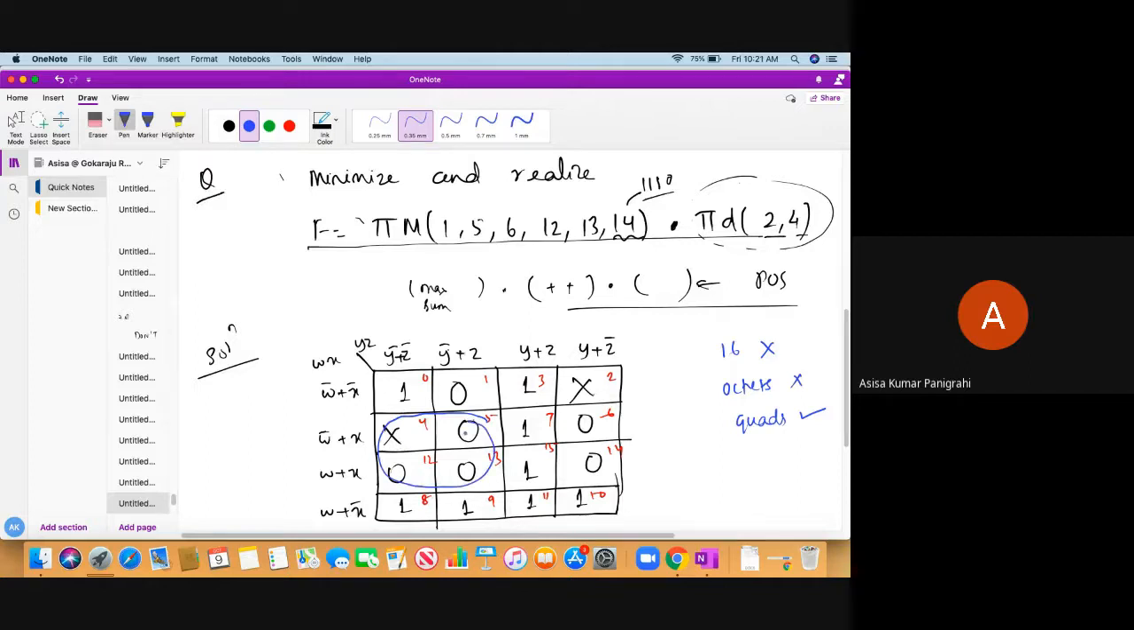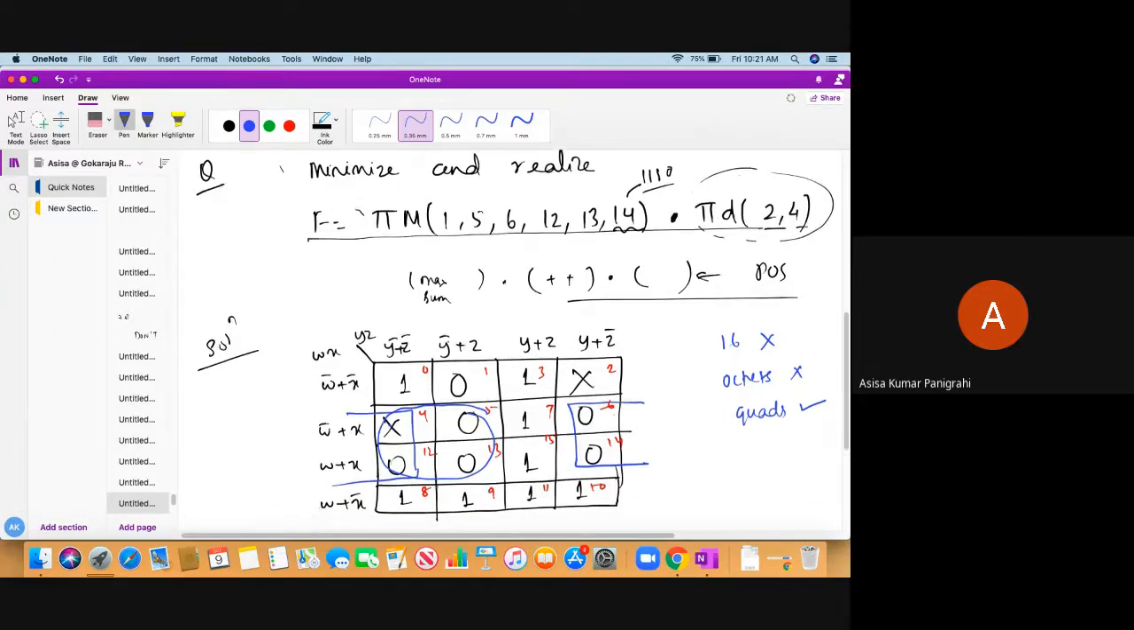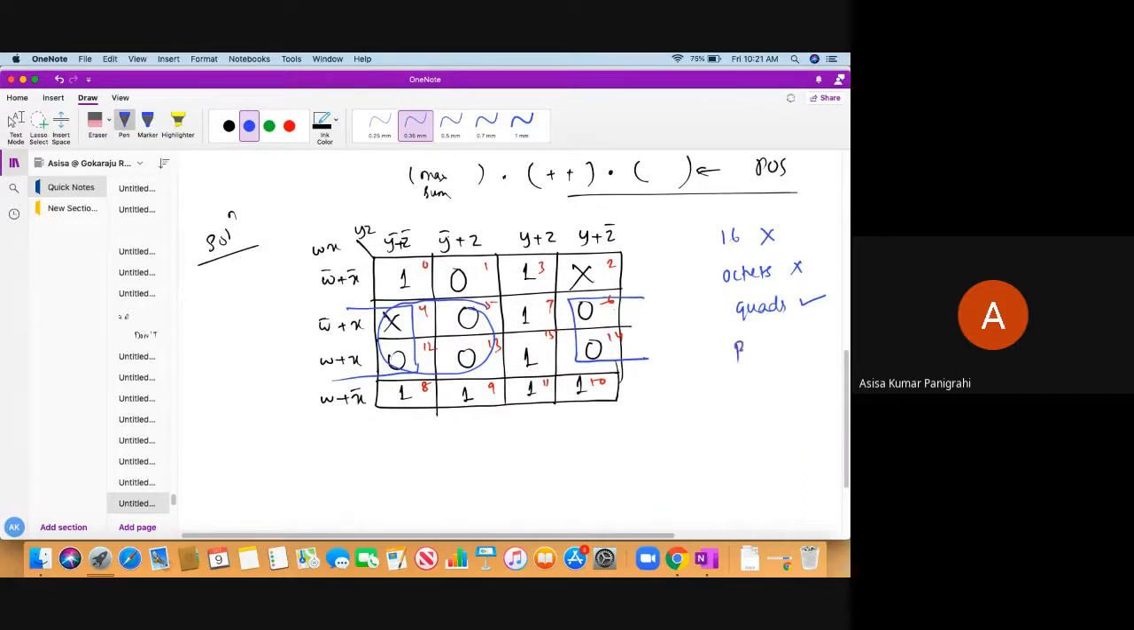Next, is any other quad possible? Yes, it's possible, because these and these are adjacent max terms, so I can combine it like this. And I have told you a don't care can be combined more than once if it gives a minimum number of literals. Any more quads possible? No, obviously not. So you have to go for pairs. Now, any pairs? Yes, pairs are there. So I can make a pair like this.